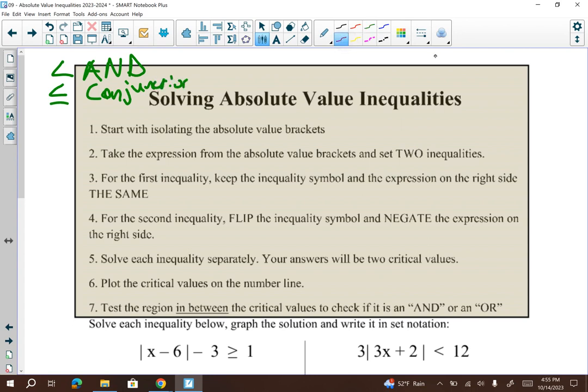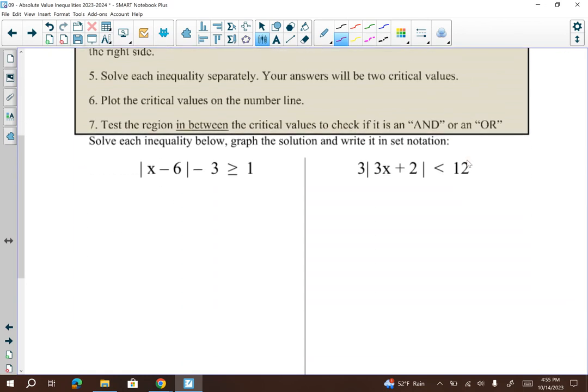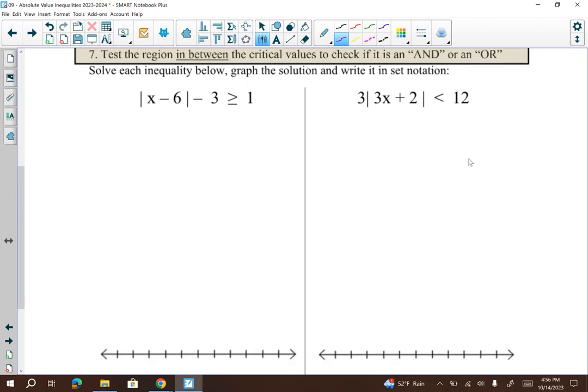And if I have a greater than or equal to, that's going to be an or inequality, or a disjunction. Okay, so let's take a look at that. We have the absolute value of x minus 6 minus 3 is greater than or equal to 1. I don't want to make a judgment about the inequality symbol until after I've isolated that absolute value bar. So I'm going to add 3 to both sides. Absolute value of x minus 6 is greater than or equal to 4.